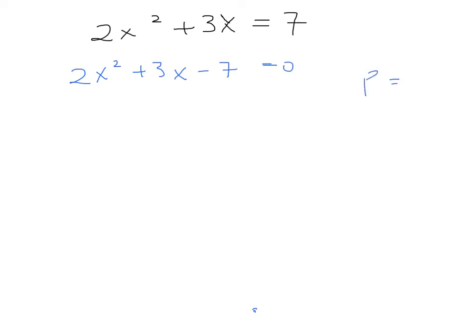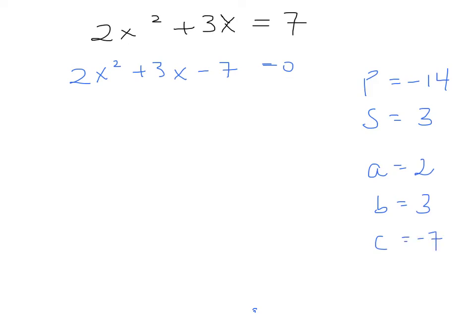My product here is negative 14. My sum here is 3. So what two numbers multiply to negative 14 but add to 3? Hopefully you can find something. If you can't, that means you're going to want to use the quadratic formula again. So here, a is equal to 2, b is equal to 3, and c is equal to negative 7.